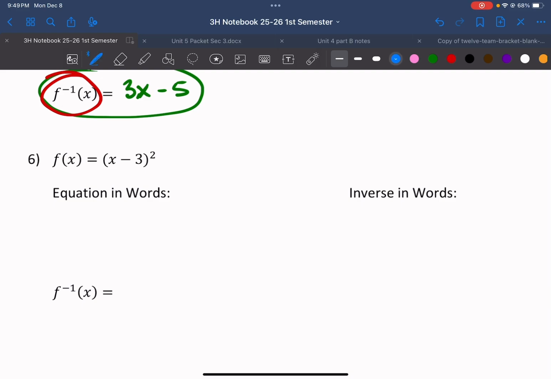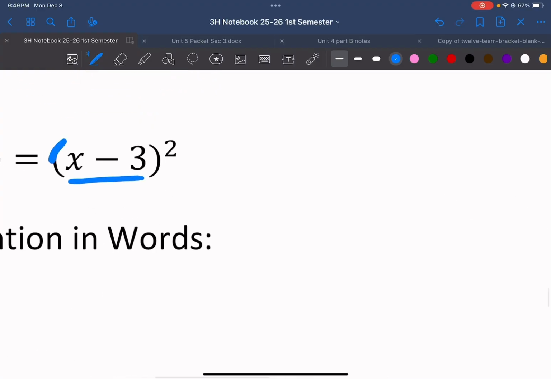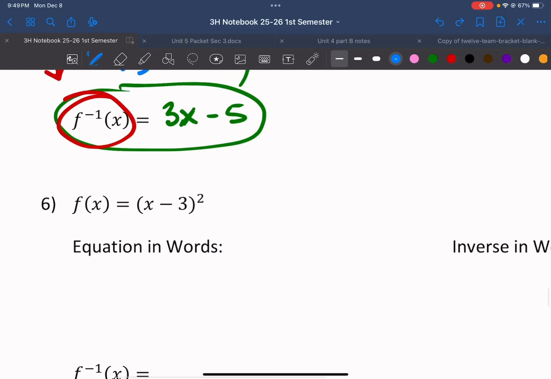The key is to follow order of operations here. What is the first order of operations? Now, subtraction doesn't usually come first in order of operations, but what comes very first in order of operations? Parentheses. Are we remembering our order of operations?